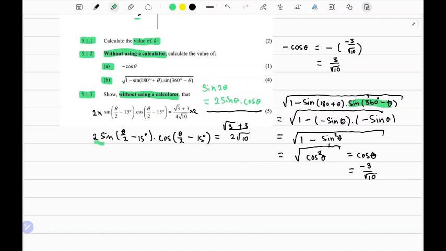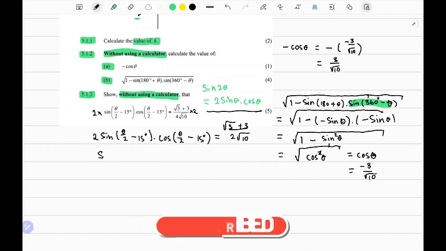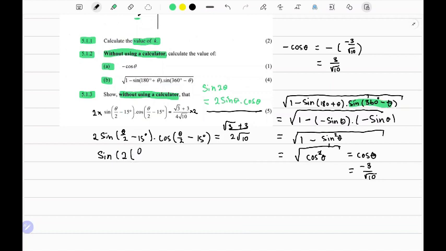Now we can apply the double angle formula on the left hand side. So this can be written as sine of 2 into theta over 2 minus 15 degrees. So we can distribute this 2. So this is equal to sine of theta minus 30 degrees.